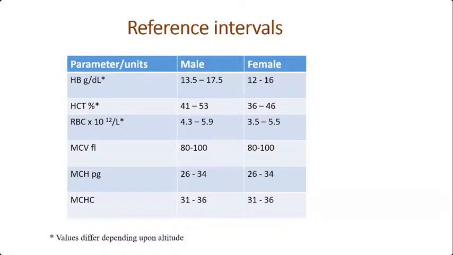We do recommend that every lab sets its own reference ranges, so you may see some variation. Like for male, you may see 13 to 17. For female, you may see 11.5 to 15.5 or 16. Again, those are minor variations you may find depending upon whichever laboratory and whichever physical location one is talking about, and what kind of equipment was used to determine the reference interval.